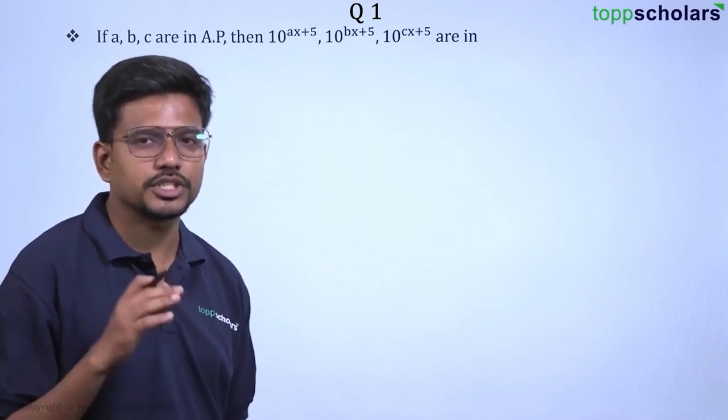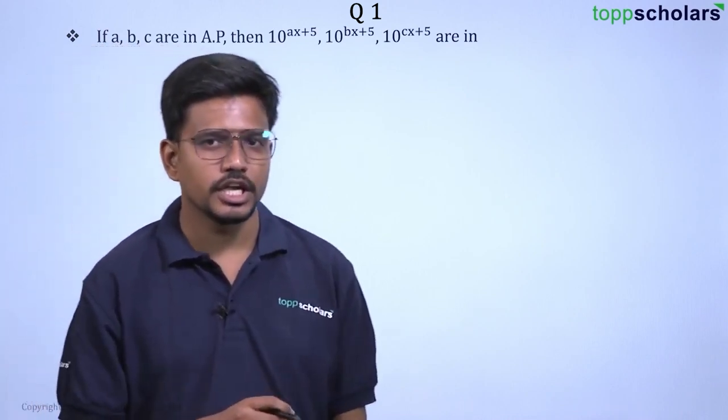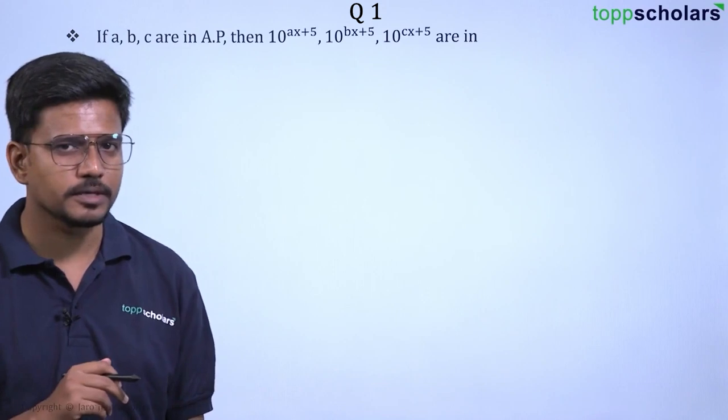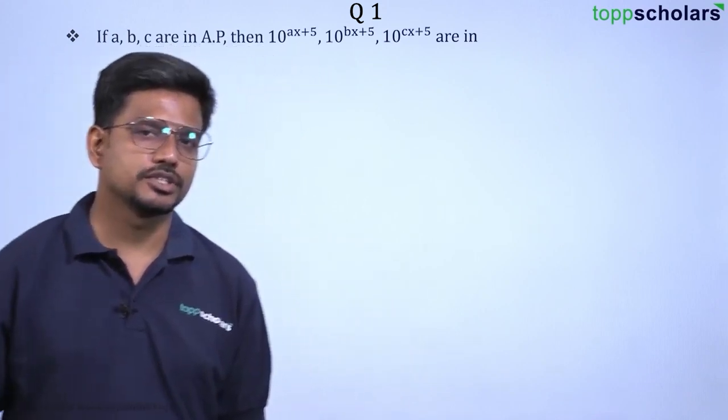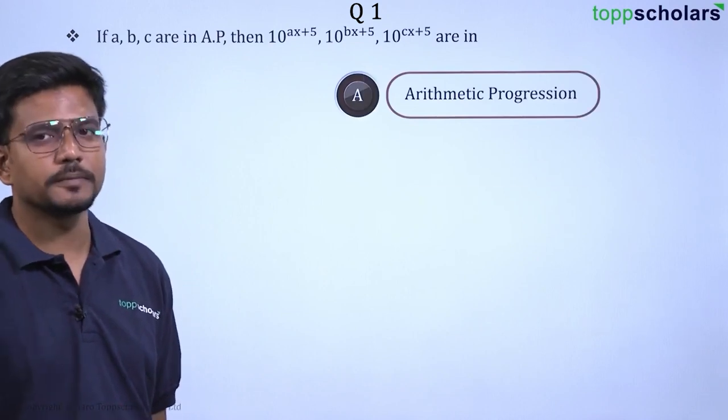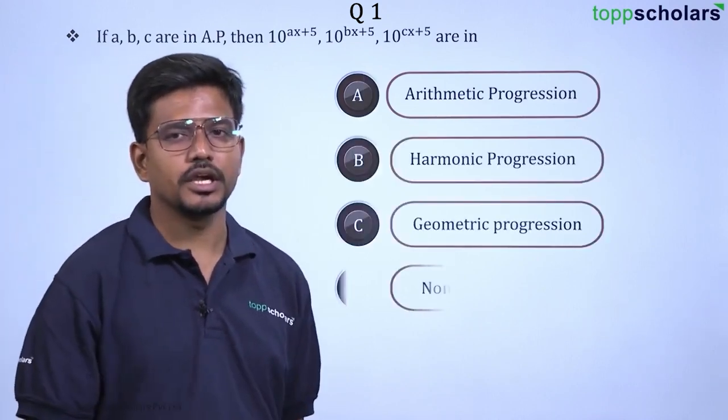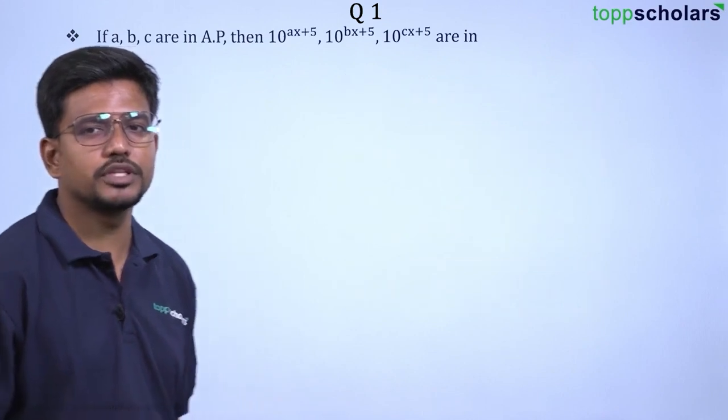A very nice question from the chapter of sequence and series in which we use the properties of sequence. This type of question is very frequent in the JEE Mains examination. Let us check the options: AP, HP, GP and obviously none of the above. Let us move with this solution.